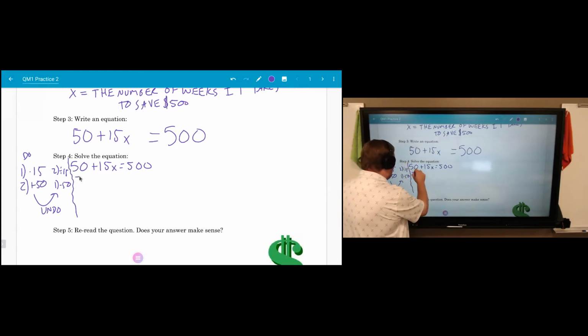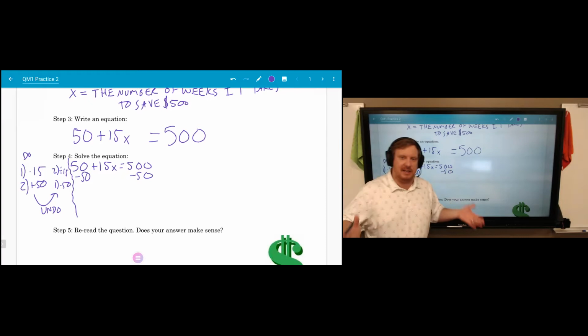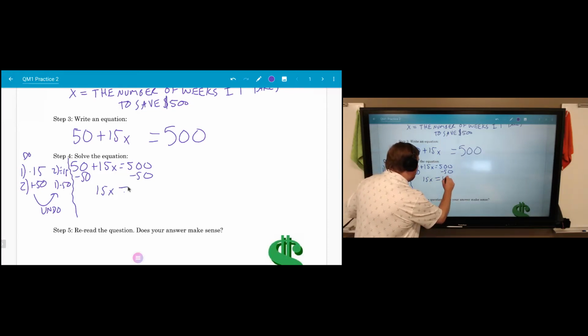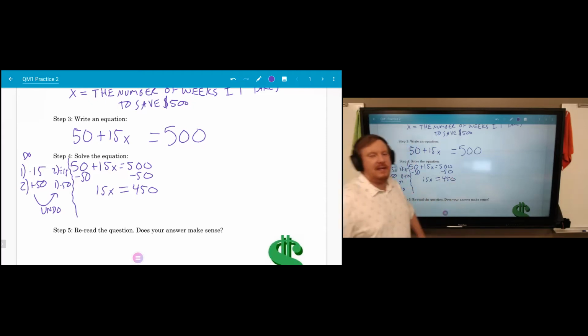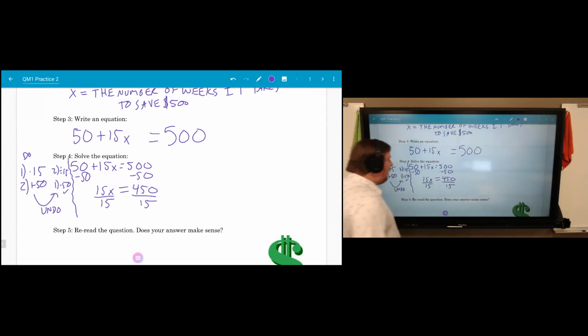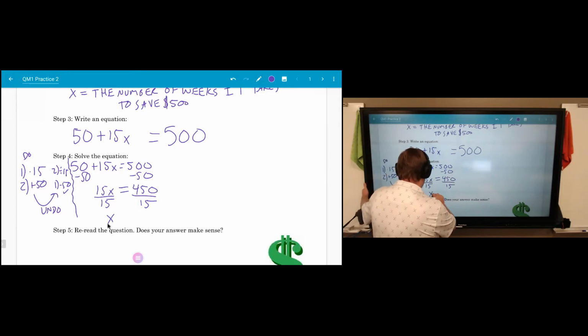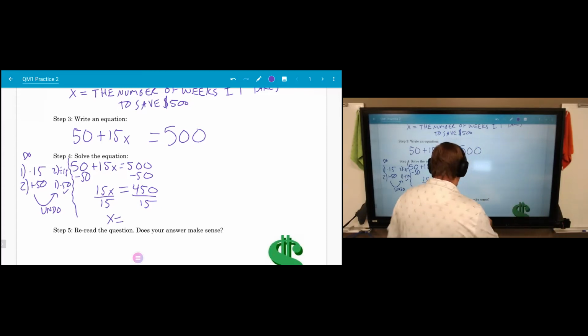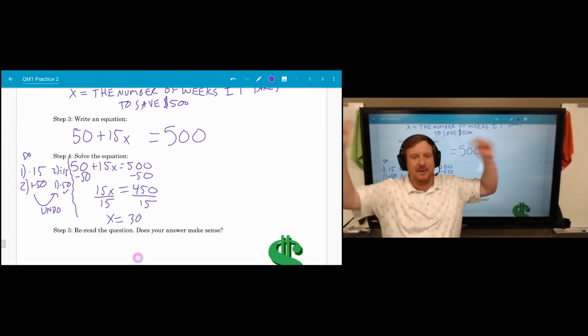So if I subtract 50 from both sides first, I get, well, 50 minus 50 is 0. That's good. 0 plus 15x is just 15x. And 500 minus 50 is 450. We've taken care of subtracting 50 from both sides. The next step says divide both sides by 15. And let's see, did I do this right? 15 divided by 15 is 1. Fantastic. On the left-hand side, I just have x. On the right-hand side, 450 divided by 15, I do believe is 30. Yay, 30, we're done, 30.